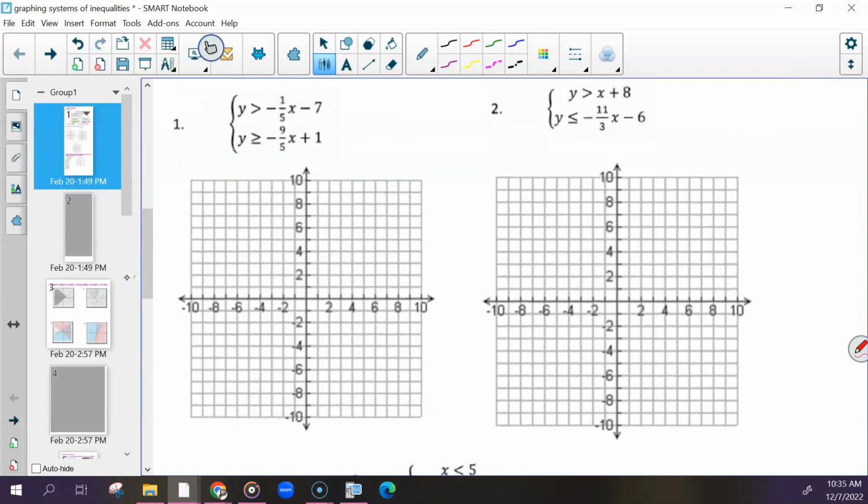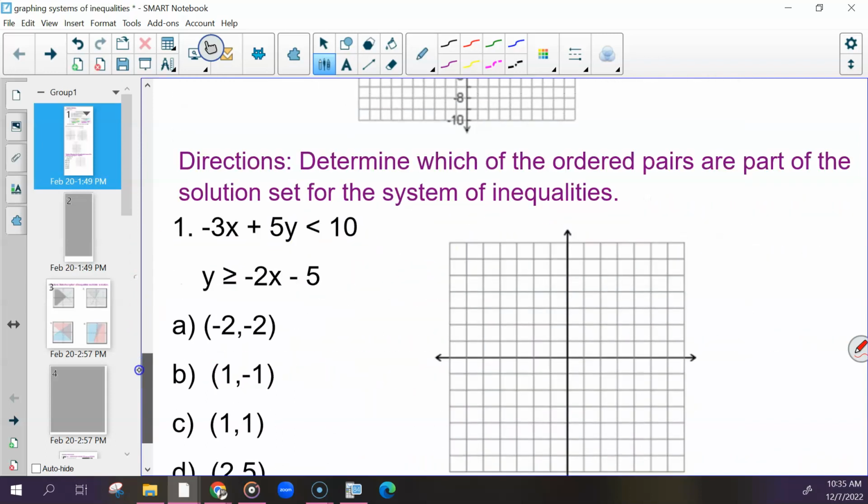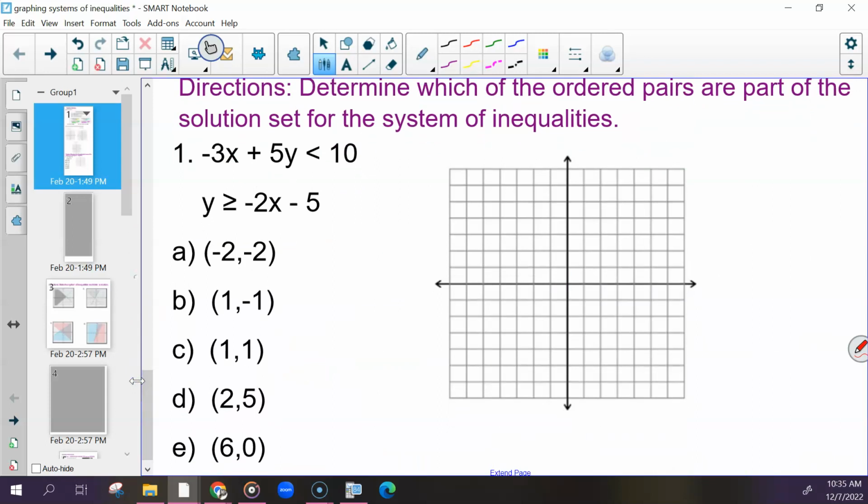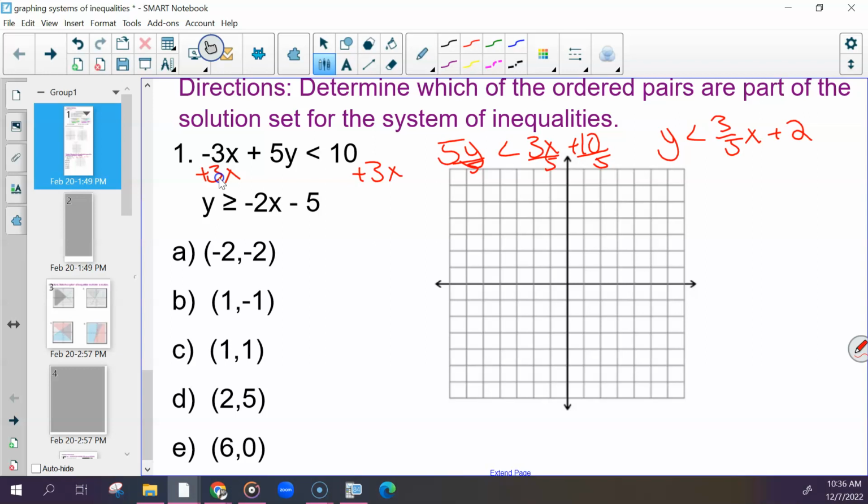So these three up here printed kind of small on your paper, so just go down to this bottom one. Right, so we have two inequalities. One is already in slope-intercept form, one is not, so we need to solve that one first. So we would move the 3x to the other side by doing the opposite, add it. So we have 5y is less than 3x plus 10. Divide everything by 5. So we have y is less than 3 over 5x plus 2. And then we can graph this.